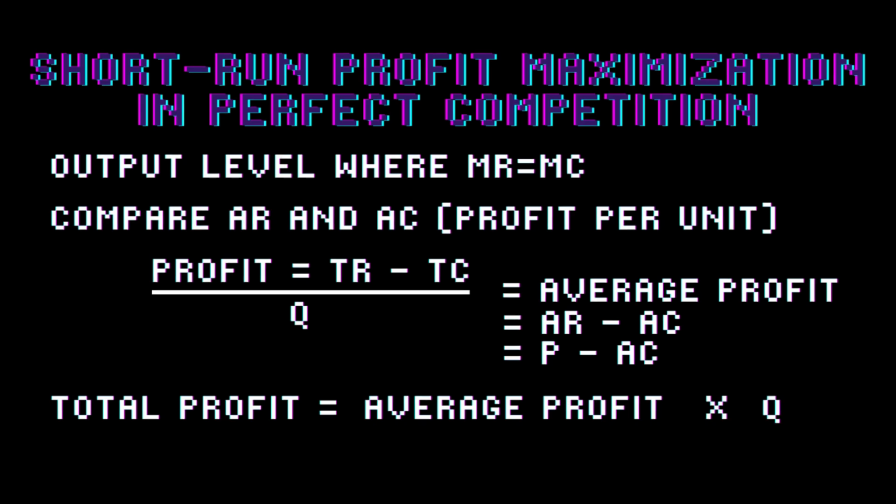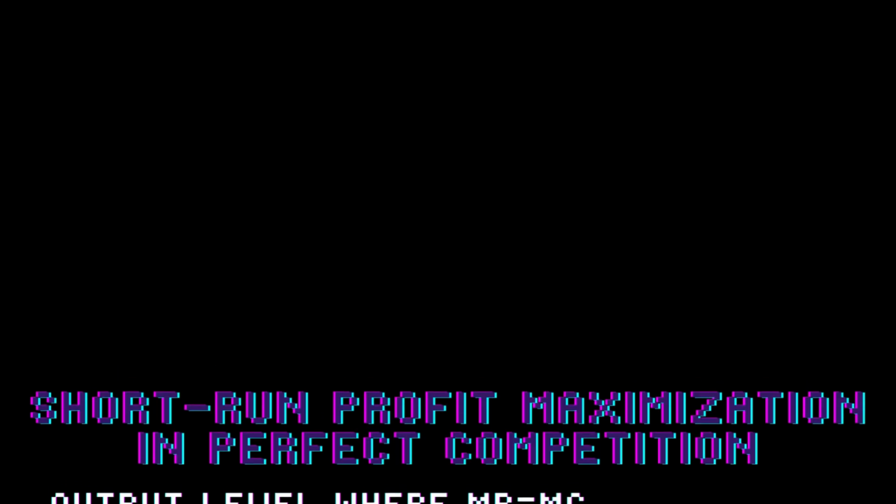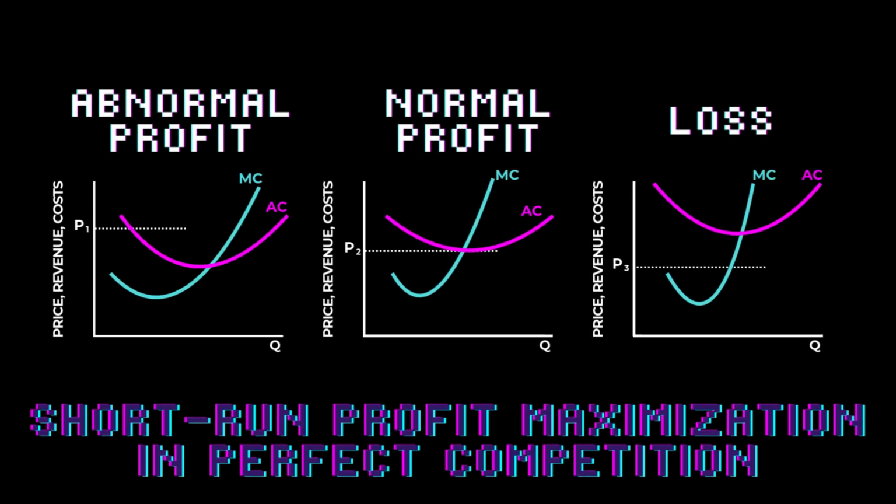And remember, we're talking about economic profit here, so any positive number is called abnormal profit. A profit of 0 is normal profit, and a negative number is called a loss. Let's take a look at these 3 diagrams that show the 3 different types of profits. Notice how regardless of the profit type, all 3 are producing at the profit maximizing level, where marginal cost is equal to marginal revenue.